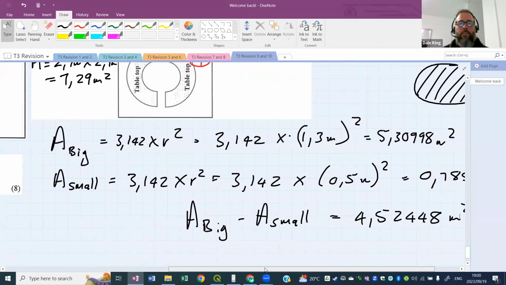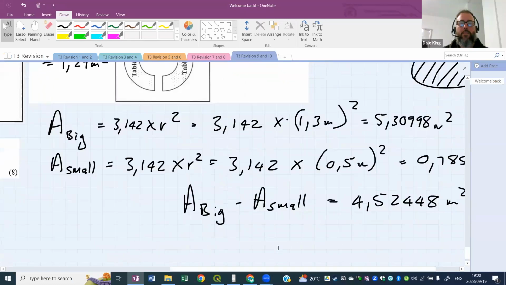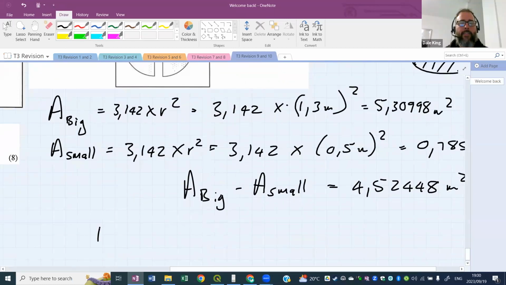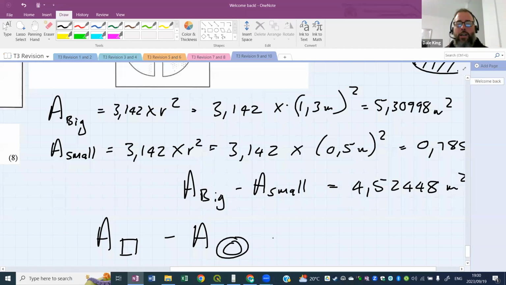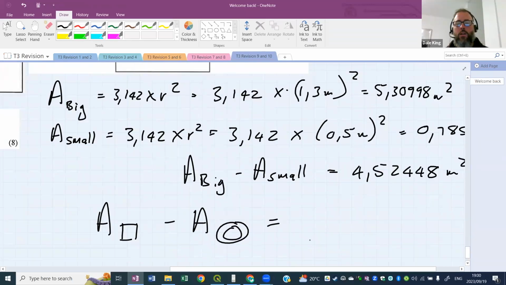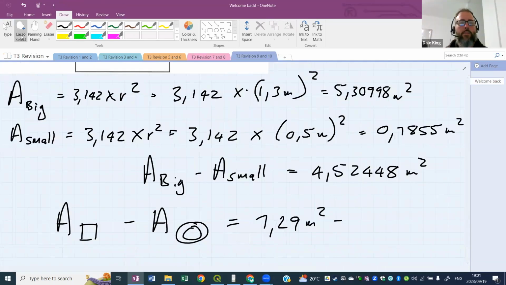You're going to minus the total of the area of the big circle and small circle from the area of the wood, the square. Very good. So we're going to take the square and we're going to minus that funny donut shape. I'll call it a donut shape. So the square is 7.29 meters squared, and we're going to minus this one here.